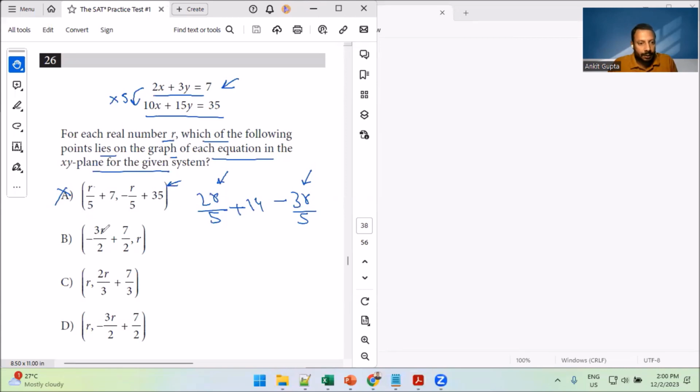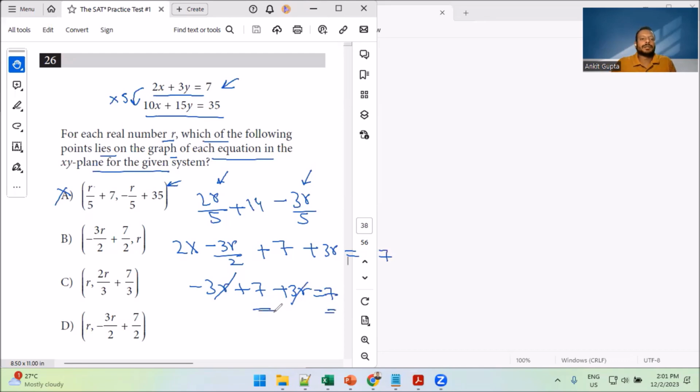Let's look at option B. Minus 3r by 2 plus 7 by 2. So 2 multiplied by minus 3r by 2 plus 7 by 2 into 2 becomes 7 plus 3y, which is 3r, is equal to 7. That means minus 3r plus 7 plus 3r is equal to 7. 3r will cancel out and we'll have 7 is equal to 7. That means it is true for all values of r. So the answer will be option number B.